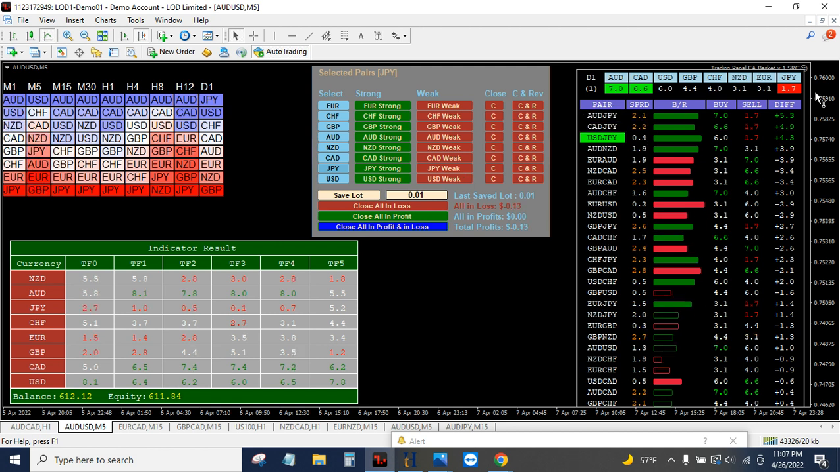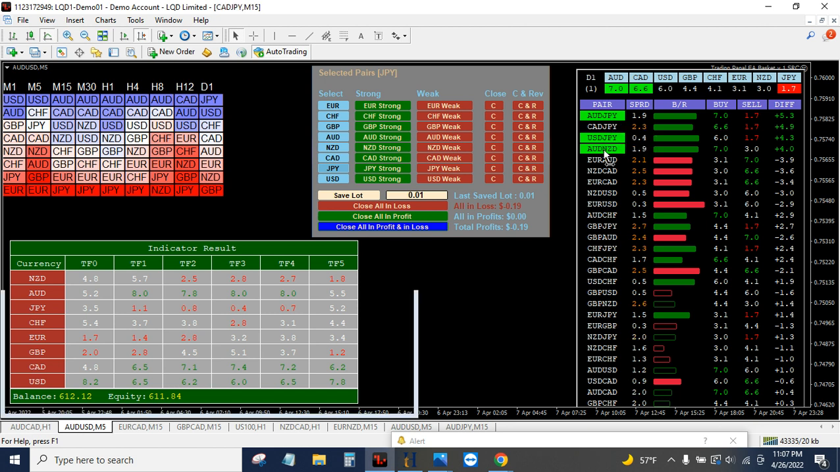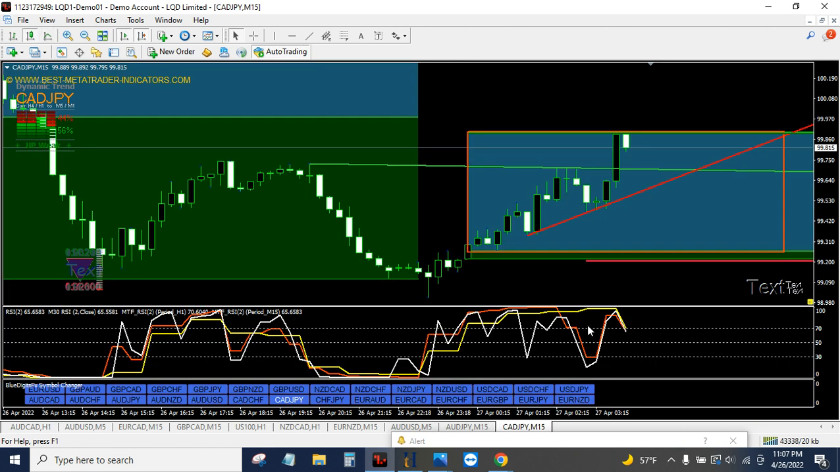Let's look at a few more pairs. As you can see from this dashboard, the yen is very weak, so a lot of the yen pairs are going to be getting punished. Let's look at Canadian yen. Maybe the position was opened here. When the position was opened here, the long is still on.